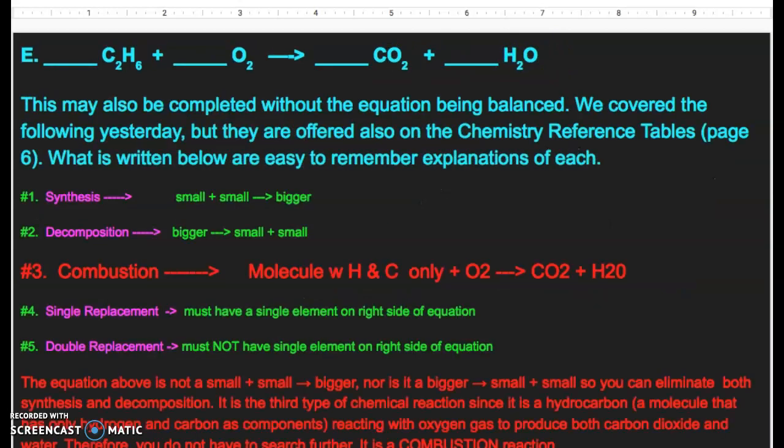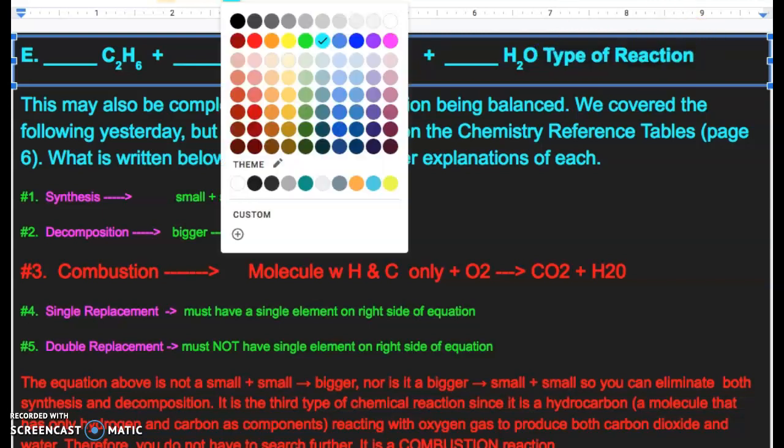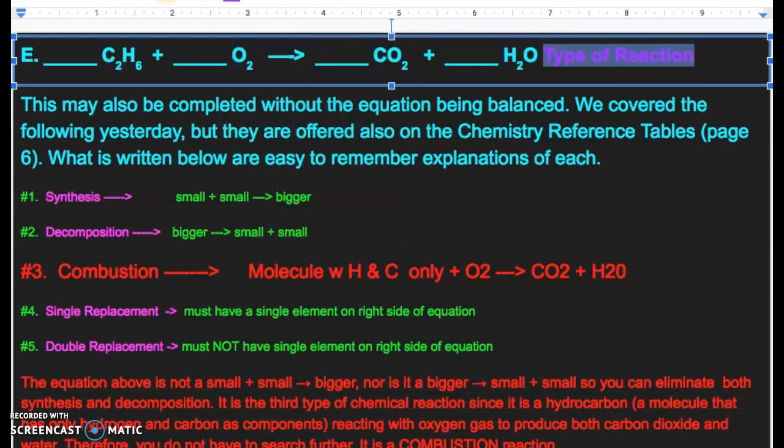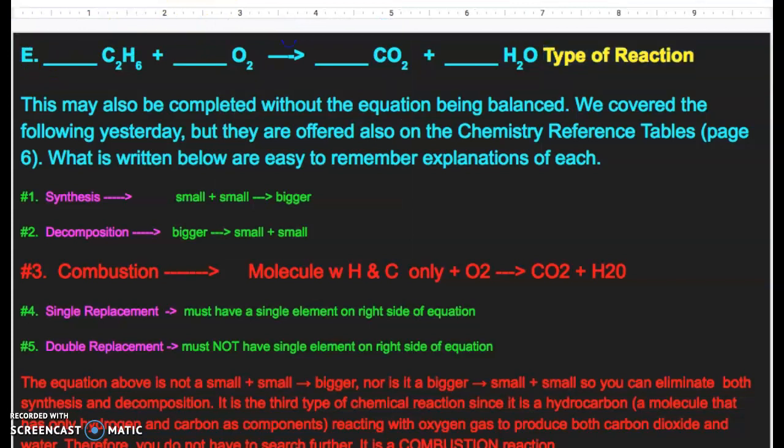Then you go to what type of chemical reaction is this? What type of chemical reaction? Oop, I forgot to put that down. Let me put this down somewhere. Type of reaction. What type of chemical reaction is this? Yellow is always bright. What type of chemical reaction?